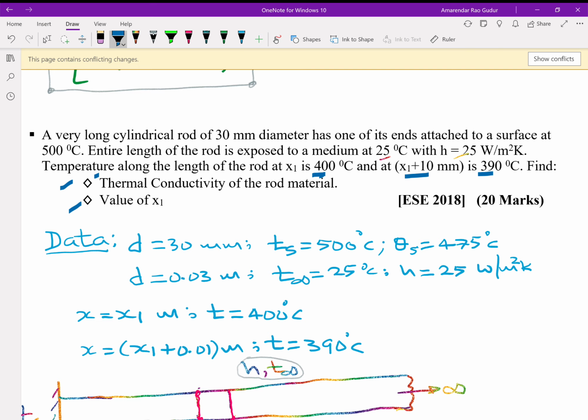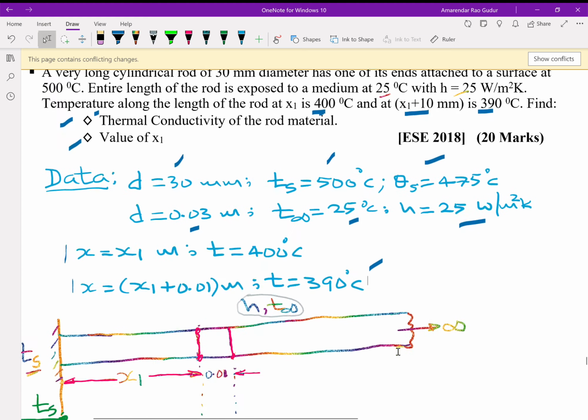Right. First, let us jot down the data. Diameter is 30 mm by 1000, 0.03. TS is 500. T infinity 25. Theta is 475. H is 25. Then at x is equal to x1 meters, T is 400. At x is equal to x1 plus 10 mm by 1000, 0.01 meters, T is 390. And we are interested in K and x1.